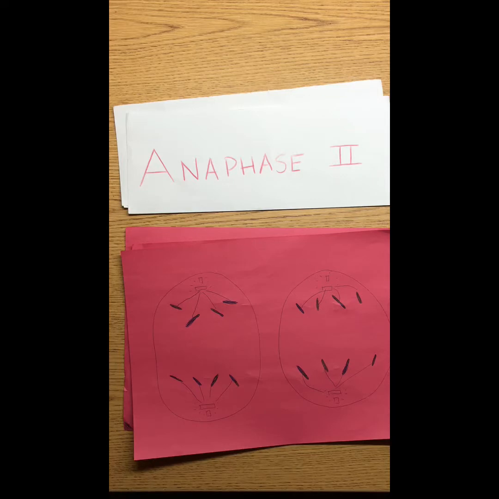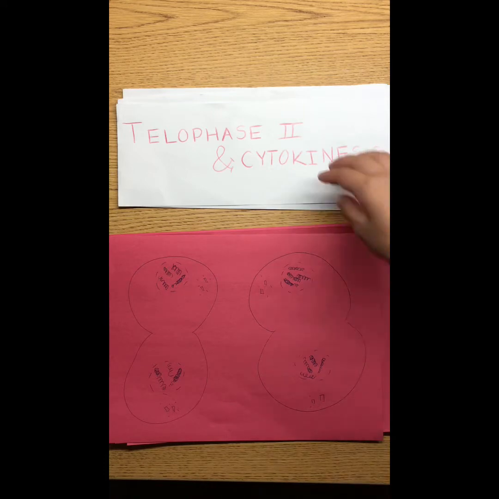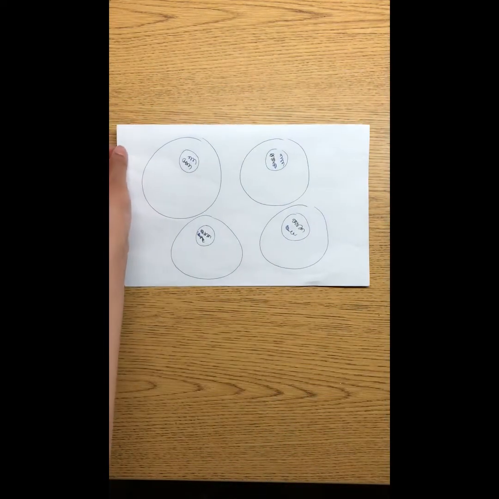Finally, we come to telophase 2 and cytokinesis. At this final phase, all of the nuclear membrane reforms and the chromosomes decondense once again. The final product of meiosis is 4 haploid cells with just 1 chromatid. This creates a product of sperm and egg cells, which is the process of meiosis.